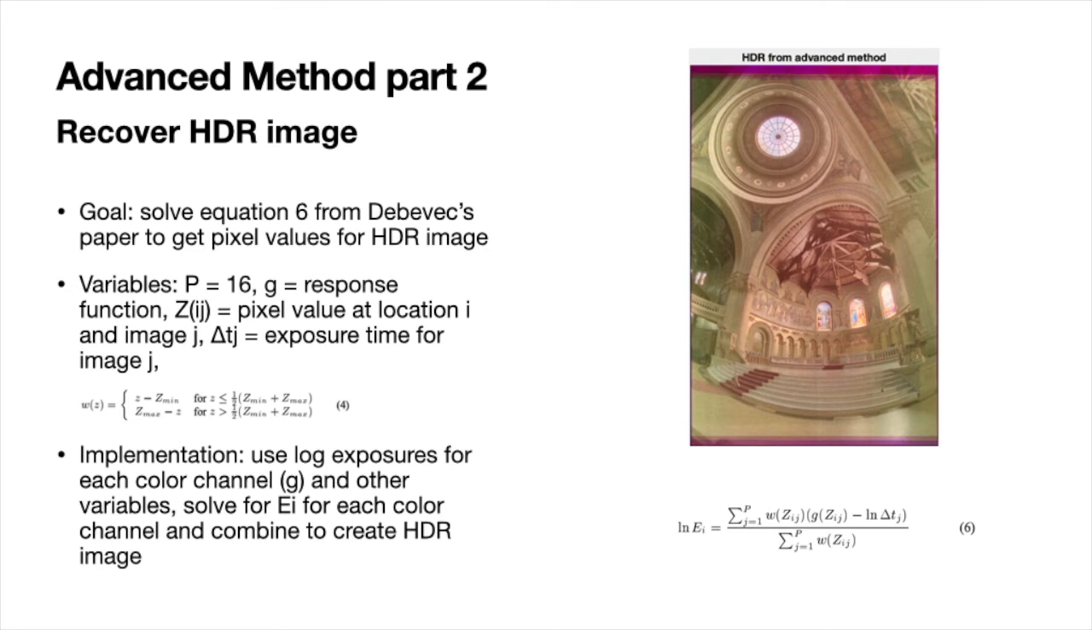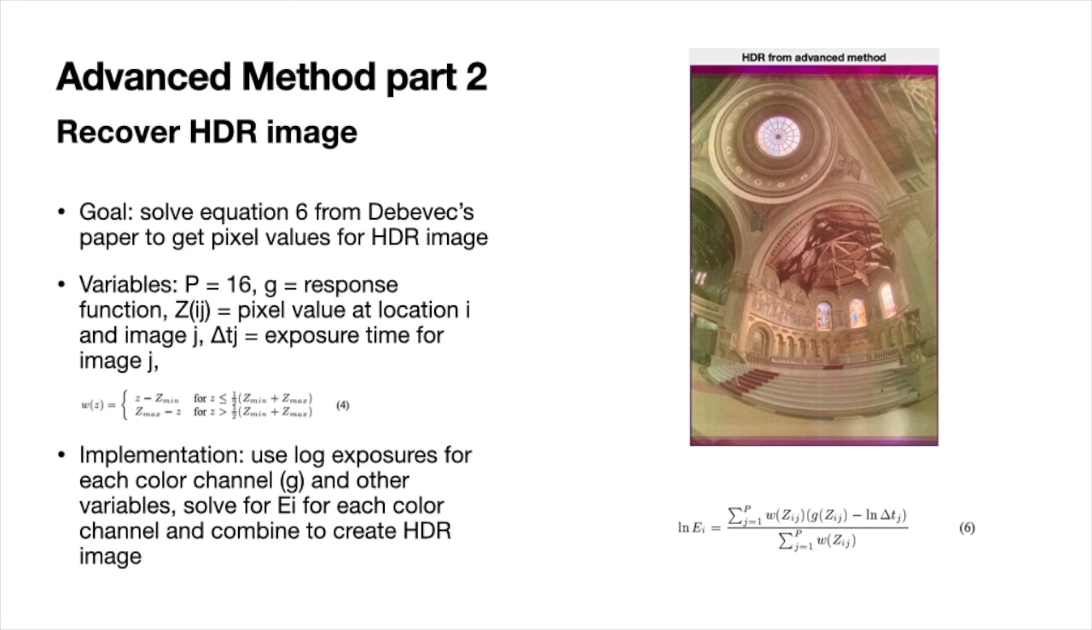So the second part of the advanced method is recovering the HDR image. I used this equation number 6 down here to get the pixel values for the HDR image. And so I have a few different variables in this equation. P is the number of LDR images, which is 16. G is the response function gsolve. Zij is the pixel value at location i in image j. Delta Tj is the exposure time for the image j, and then W is this weighting function number 4 right here. And so I used these different variables to solve for Ei for each color channel.